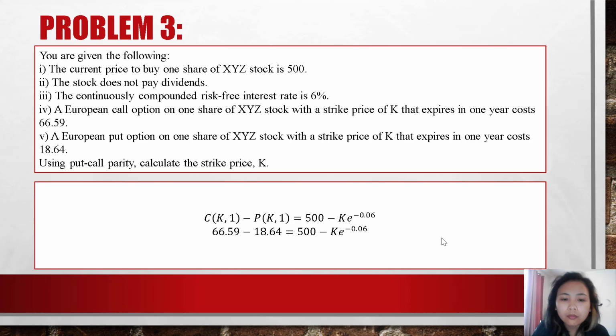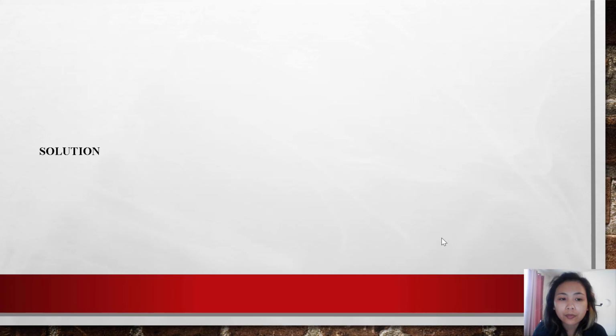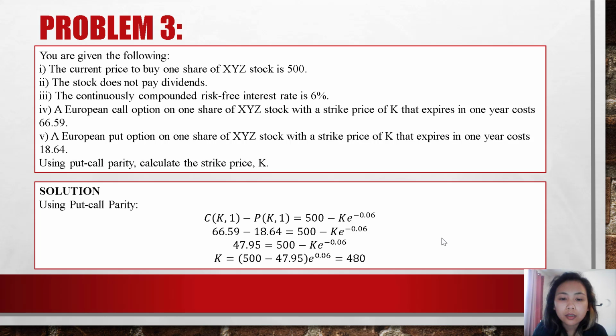Now we got the call price is 66.59, the put price is 18.64. 500 is given as the stock price currently, and K times e to the negative 0.06 is the present value of the strike. Now we have an equation of K. This is just a linear equation of one variable, so we can solve for K. We got K is 480. This is a very simple equation. So the strike price here is 480.